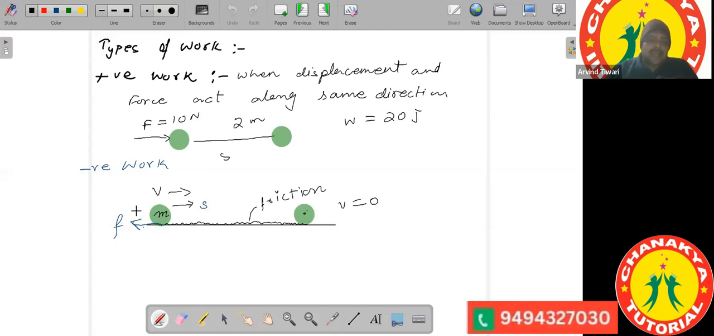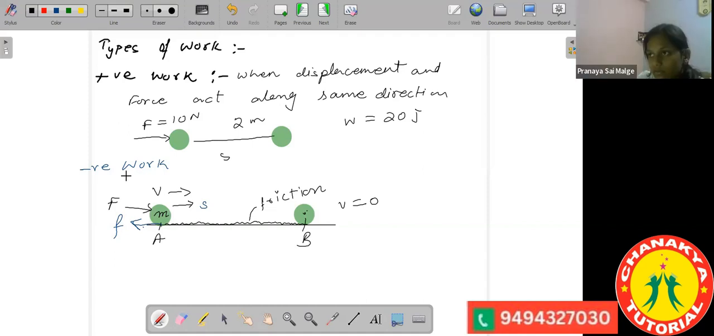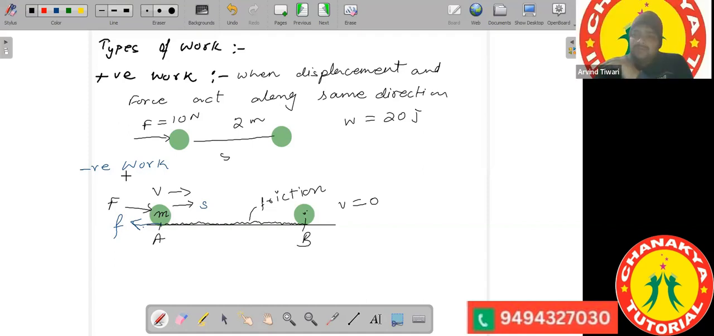Now, if I say the same thing, the same situation, I apply some force F to move this object from the position A to the position B. What is the work done by me? Positive. So understand who is doing the work. Work done by the friction is negative. Work done by me is positive. So read the complete context. Who is doing the work? That is important, and on that basis, we say whether it is a positive work or a negative work.